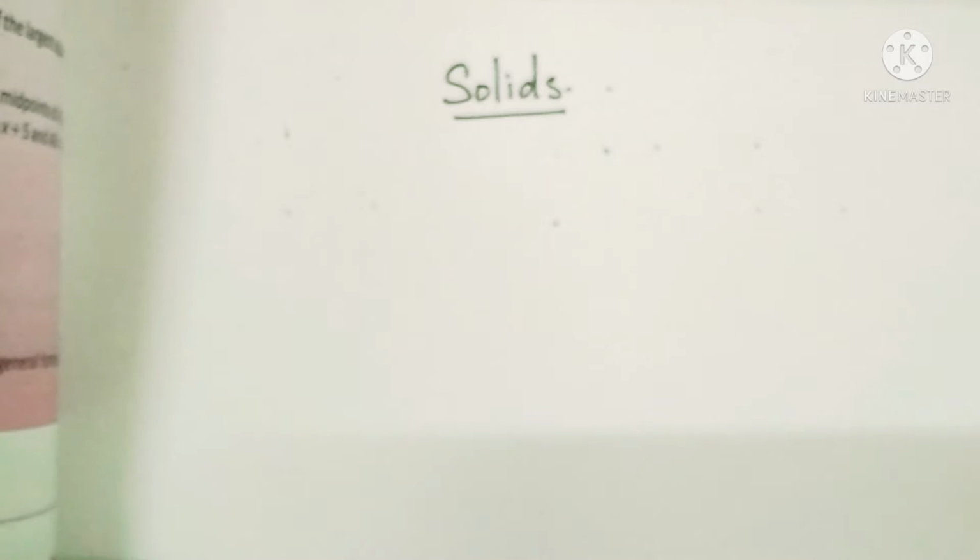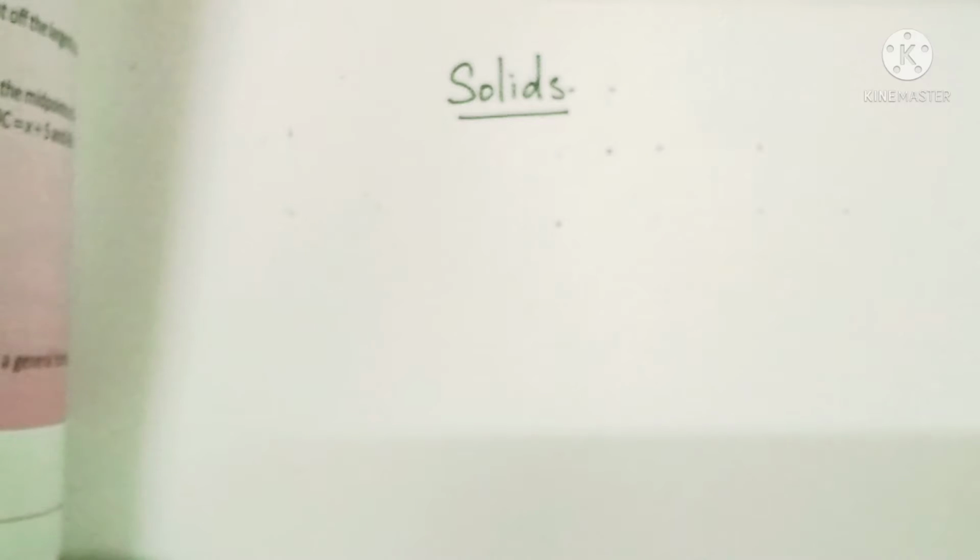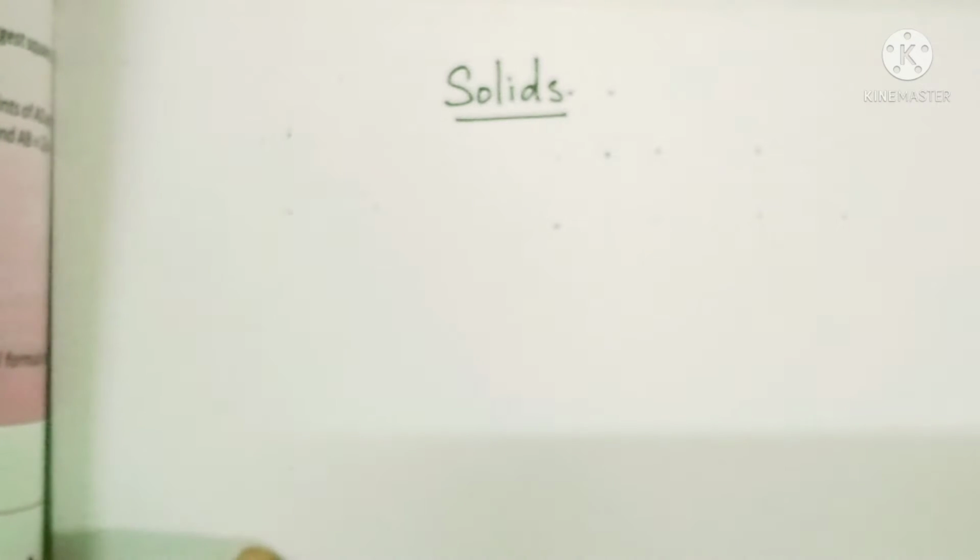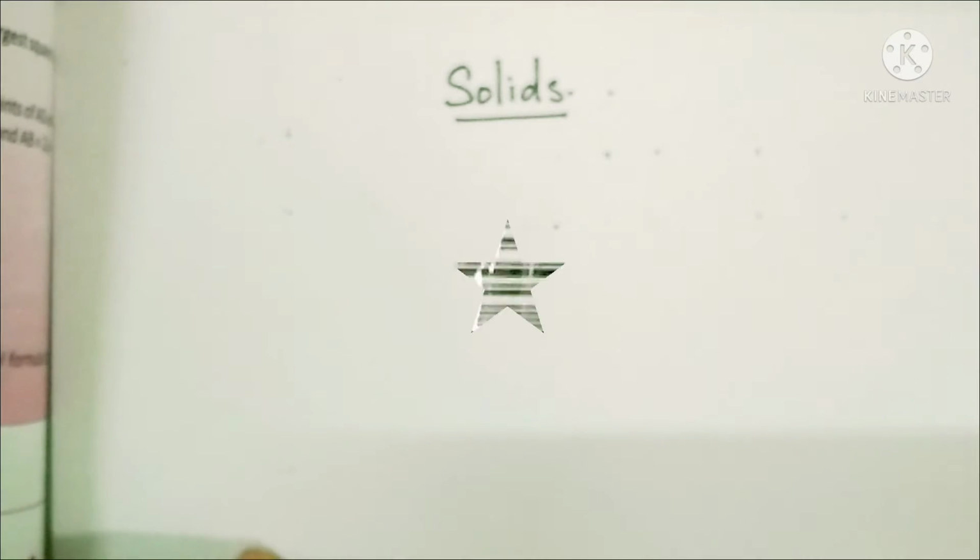As we have already discussed in the previous chapter, solids are three-dimensional figures. They have a length, breadth and height. And we have already discussed that these three-dimensional figures are made up of two-dimensional figures. Now let us see how these things are made and some of their properties.